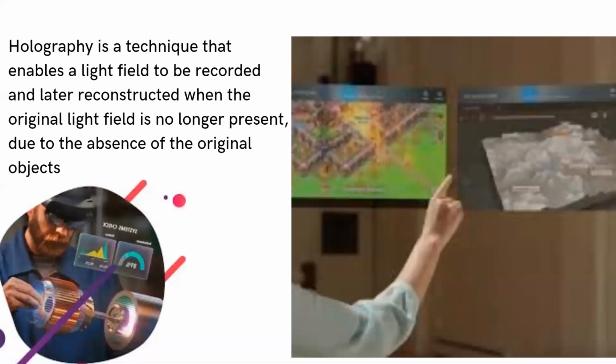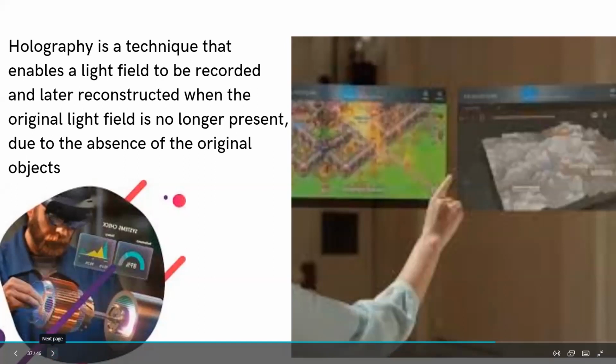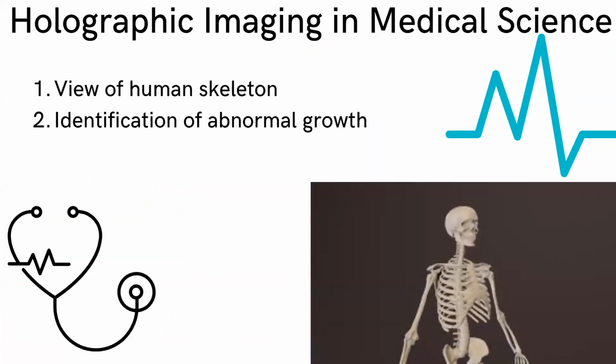once this process is completed, in the absence of the original medium also, we'll be able to reconstruct what we have taken or analyzed. So holography can be called a technique which enables the light field to be recorded. We are recording it and then we'll be able to reconstruct it. Even if the original field is no longer present, we'll be able to reconstruct it. That's the peculiarity of holography. Mostly this holographic processing also has applications in the medical field.